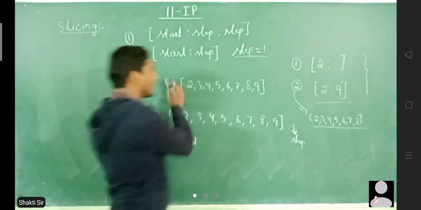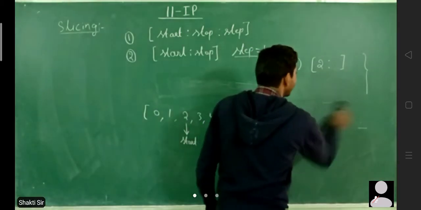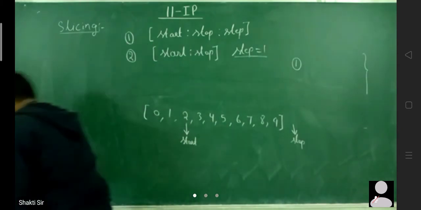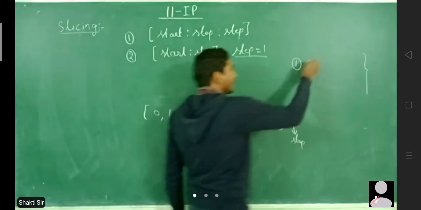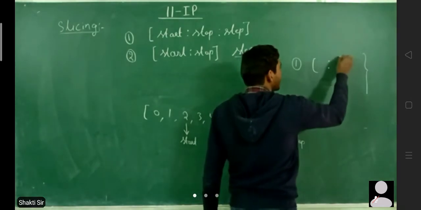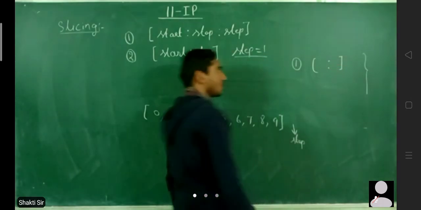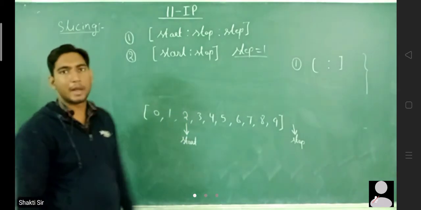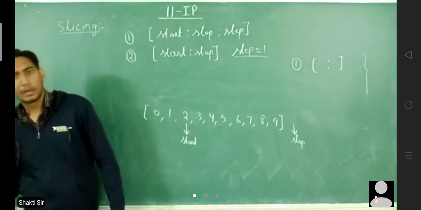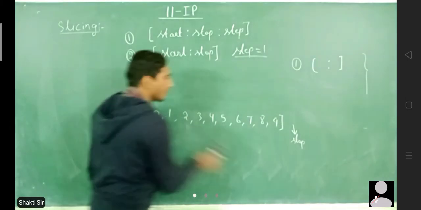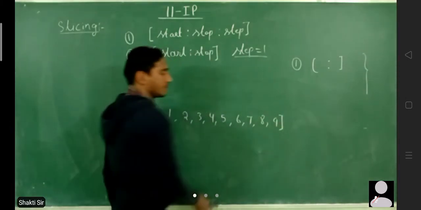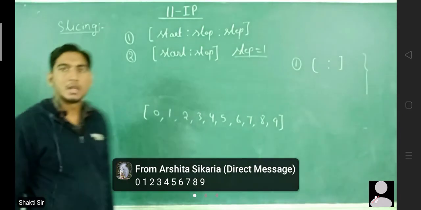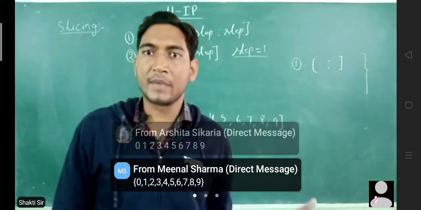Now take an example. Suppose I do not pass any value for start and any value for stop, then what will be my answer? Reply quickly, what do you think? What would be the answer in that case? The answer would be 0, 1, 2, 3, 4, 5, 6, 7, 8, 9, correct.